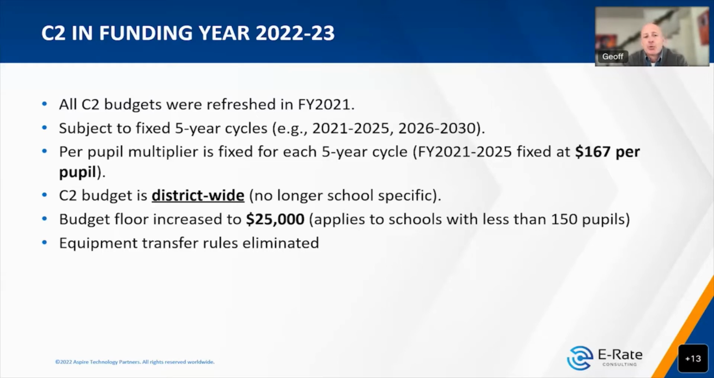They changed the rules in 2021 so that rather than have school-specific budgets and have a fluctuating per pupil multiplier each year, the per pupil multiplier is now fixed for your 5-year cycle. The current 5-year cycle will end in the 25-26 fiscal year at the end of that year. The per pupil multiplier is currently fixed at $167 per pupil, okay? So your category two budget for your district is your pupil enrollment times $167 in most cases.